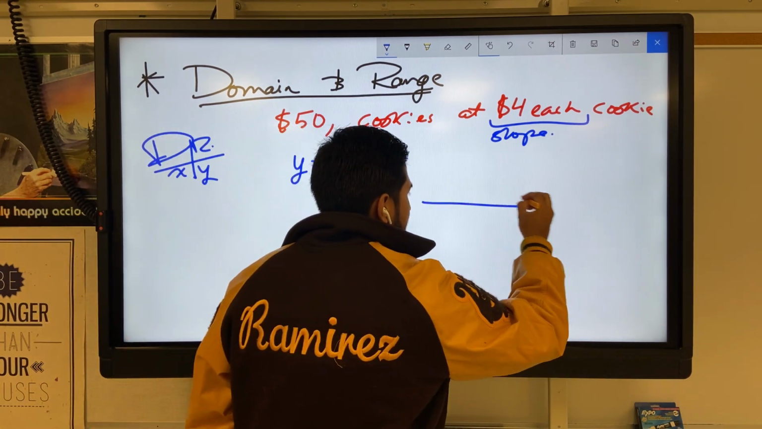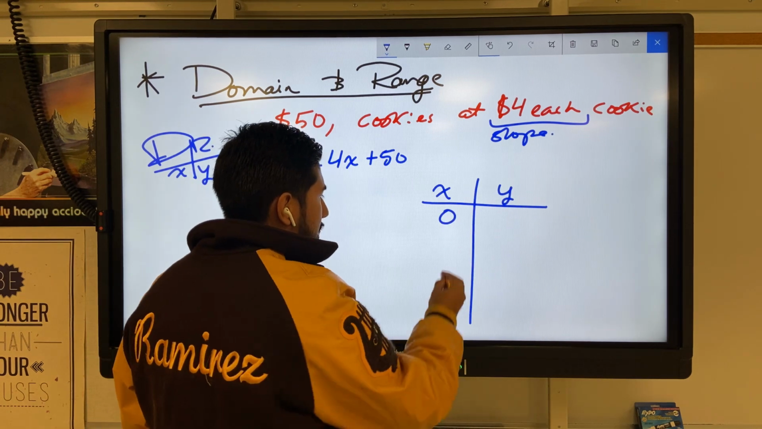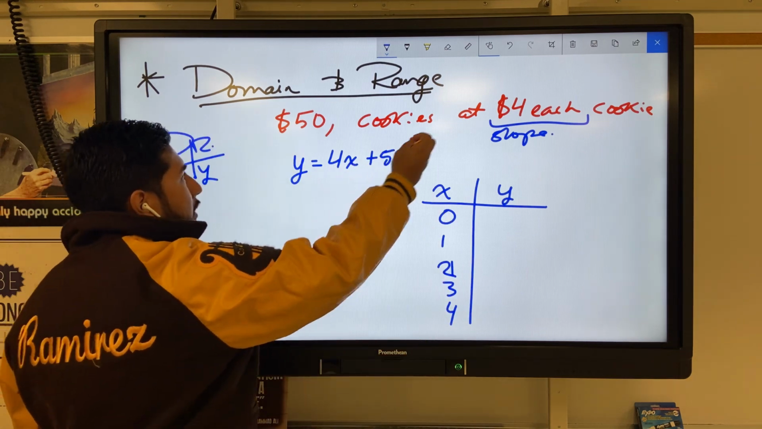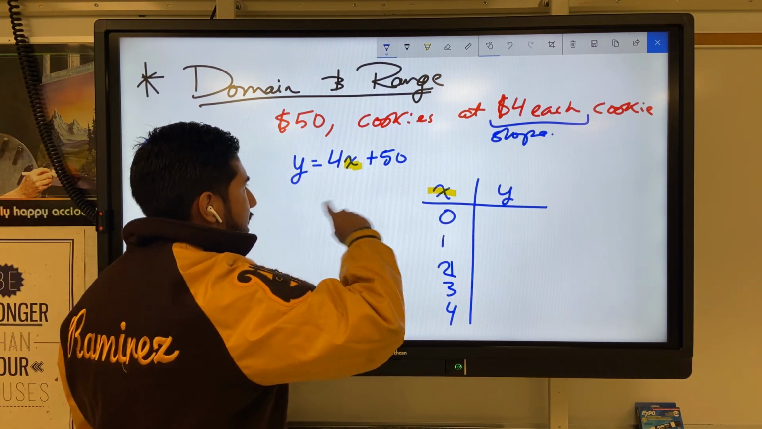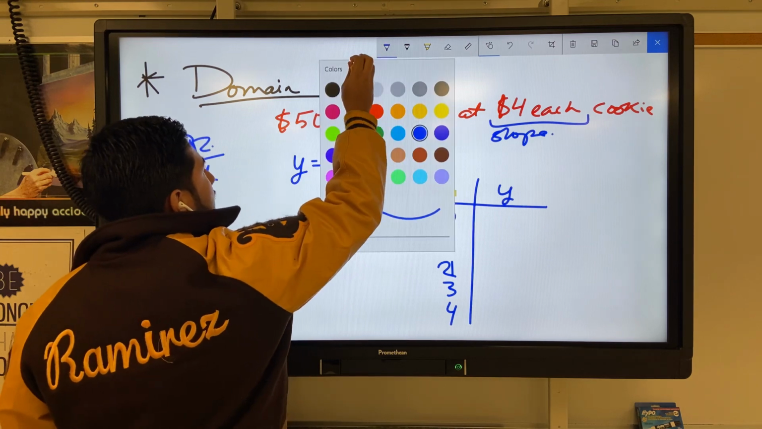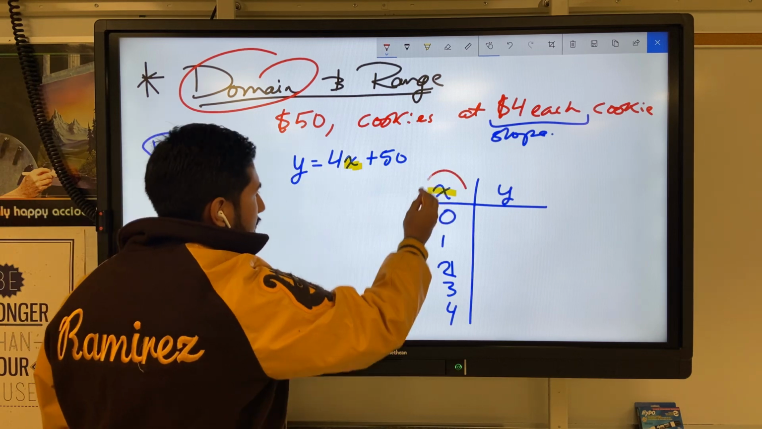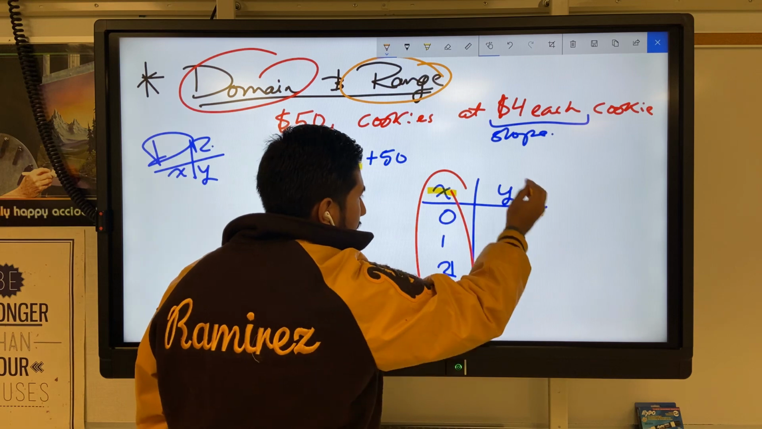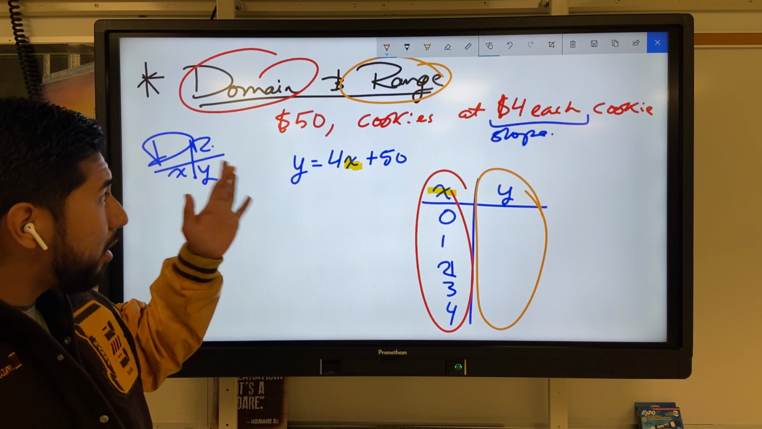And then I make my table, x, y. I always start with 0, 1, 2, 3, 4. And then you just put these numbers for my x. And you just work it out one at a time. Boom, boom, boom, boom. And then from there, whatever the question is asking you, if it's asking you for domain, you look at these guys in red. If it's asking you for range, then you look at these guys. And that's it. It's probably going to be the hardest part.